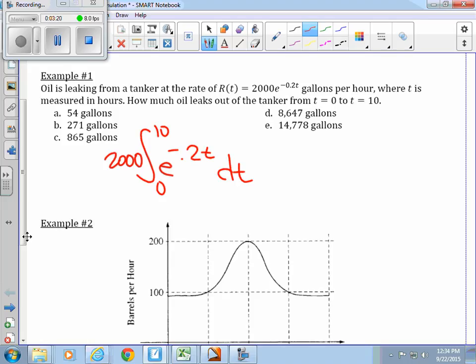Okay, and what do we get? 1,647 gallons. Approximately. Does that make sense, that would give you the amount of oil that leaked out from 0 to 10? Now, does that give you how much oil there is, or how much oil leaked out, or how much left in the tank, or anything like that? It just tells you what happened in those 10 hours. Okay, example number 2.